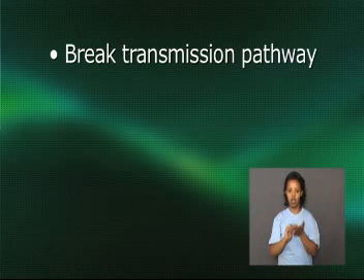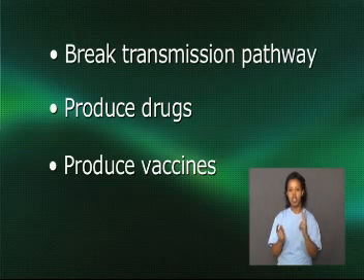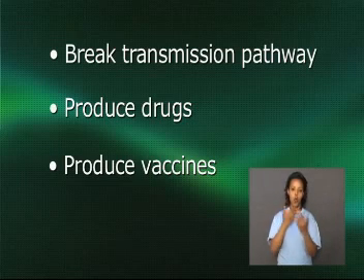Another method is to produce drugs that kill the virus or stop the virus from reproducing. The last method is to produce a vaccine against the virus. A vaccine would make people immune to the virus. If enough people are immune to the virus, it cannot spread easily, which breaks the transmission pathway.